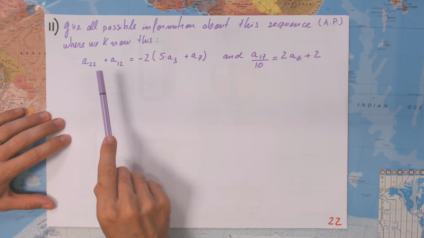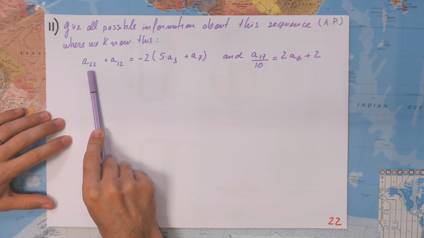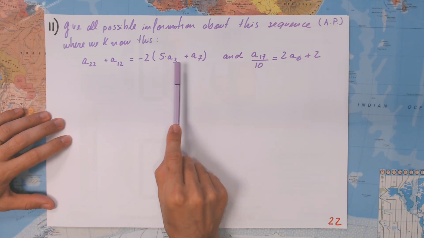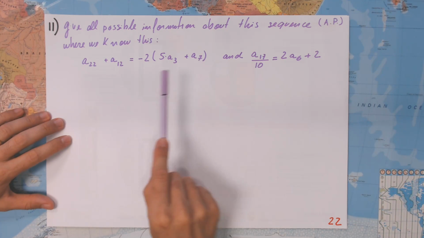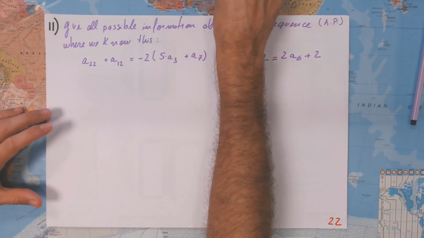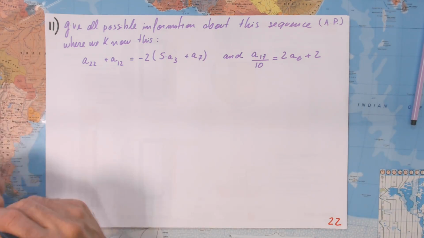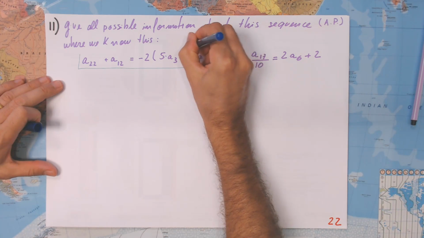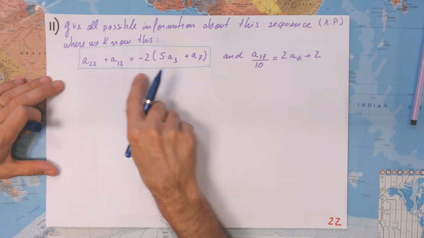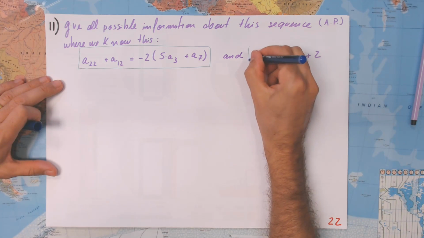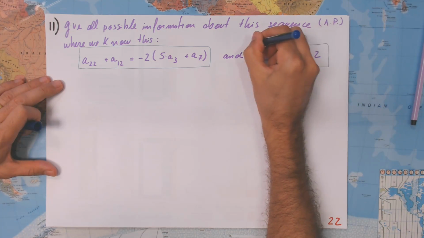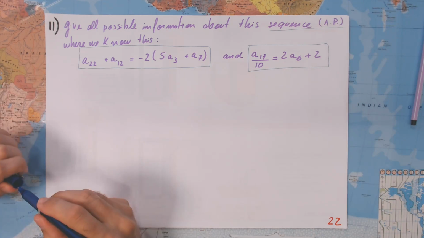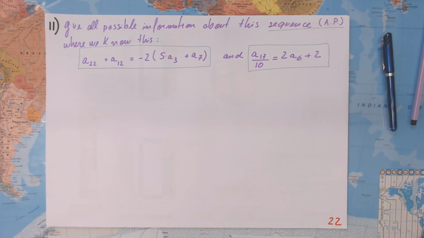You know that this is the term 22 plus the term 12. This is the third term, the 7th, and we have this information. We have two informations in here. This is a relation between terms, and this is very important, and also this one. And we know that it is an arithmetic progression.